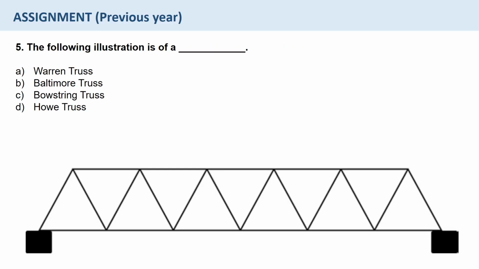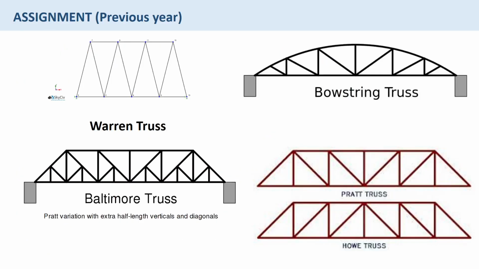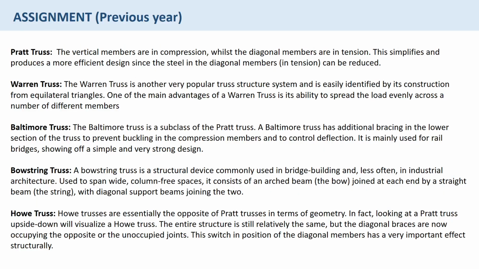Question number 5. The following illustration is of a Warren truss, Baltimore truss, bowstring truss, or Harvey truss. So I have explained these things. Pratt truss. In a Pratt truss, the vertical members are in compression while the diagonal members are in tension. This simplifies and produces a more efficient design since the steel in the diagonal members can be reduced.